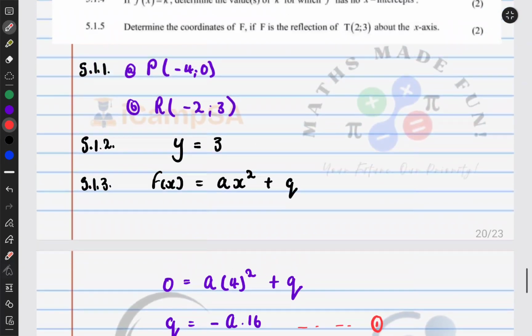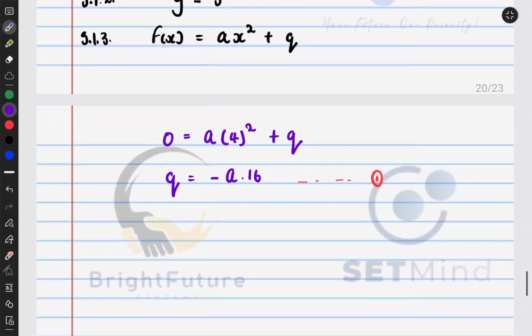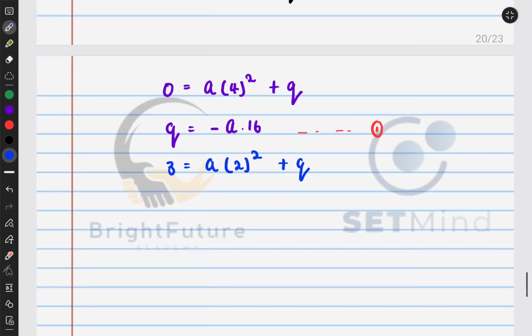And then for equation 2, let's take the other point, which is 2 and 3. So we're going to have 3 is equal to a times 2 squared plus q. Let's make q once again the subject. We're going to have q is equal to 3 minus a times 4, basically. That would be equation 2.